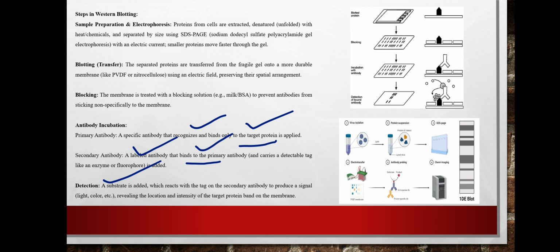Then detection: the substrate is added, which reacts with the tag on the secondary antibody to produce a signal or light, revealing the location and intensity of the target protein band on the membrane. So these are the steps of Western blotting.